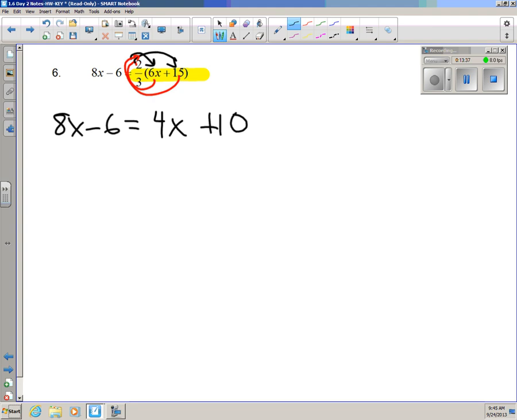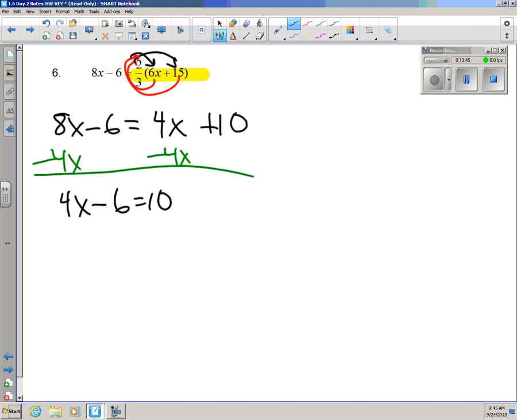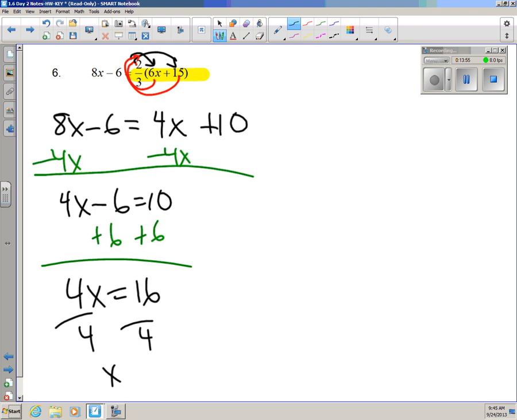I'm going to bring the letters to the left, subtract 4x, and I'm going to get 4x minus 6 equals 10. Therefore, numbers without letters have to go right. And then I'm going to get 4x equals 16. Divide by 4, x equals 4. I don't know what all the answers are for, but whatever. So that's one way.